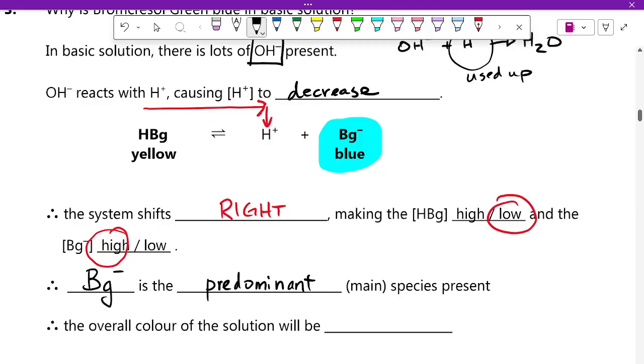For this one, the pH range is about 7, so we can say yes, it's basic. But for the ones where it's something else, we're going to say more acidic than the transition point, or more basic than the transition point, which is where they change color. So overall, the color of the solution will be blue.